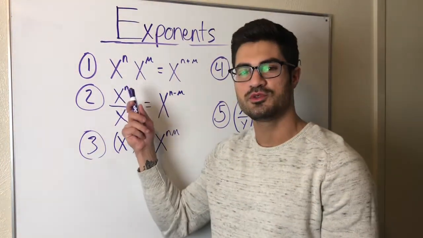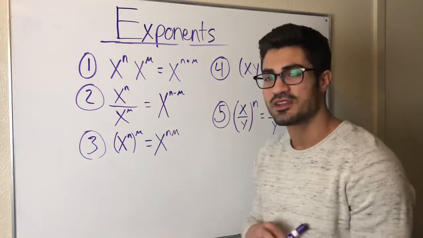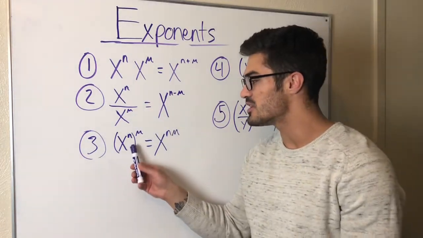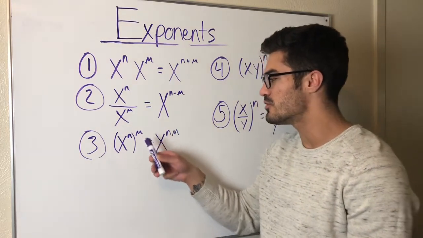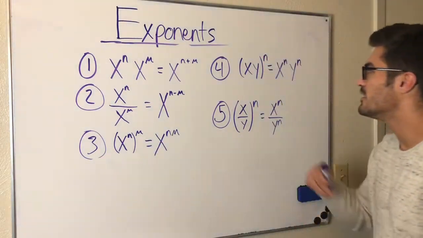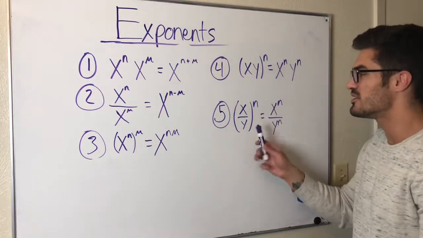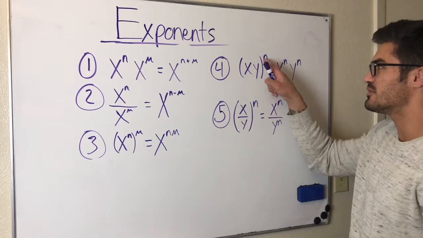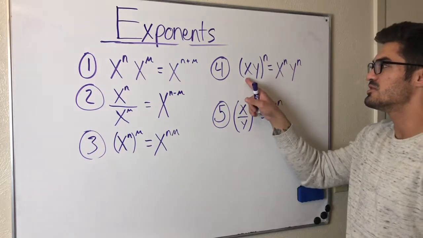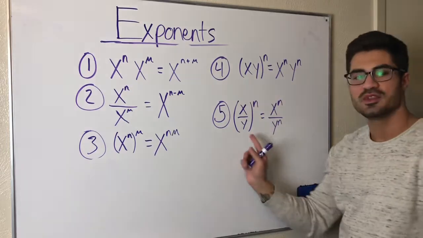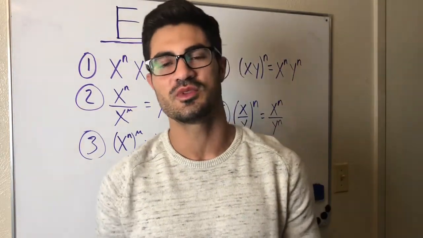When we're multiplying two numbers with the same base, we add the exponents. When we're dividing, we subtract the exponents. This is taking a power to a power, so we're raising something to a power, and that's when we multiply. And then we can distribute and expand things that are grouped in parentheses. We can expand this by distributing the exponent to both x and y, and the same in this case. So we're going to move on to some more laws and properties with exponents.